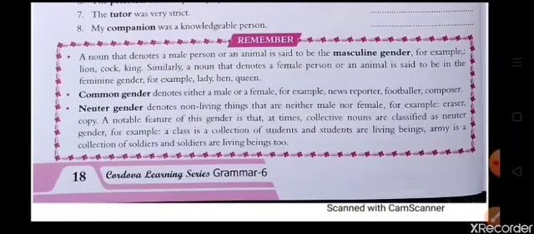Neuter gender denotes non-living things that are neither male nor female. For example, eraser, copy. A notable feature of this gender is that at times collective nouns are classified as neuter gender. For example, a class is a collection of students and students are living beings. Army is a collection of soldiers and soldiers are living beings too.